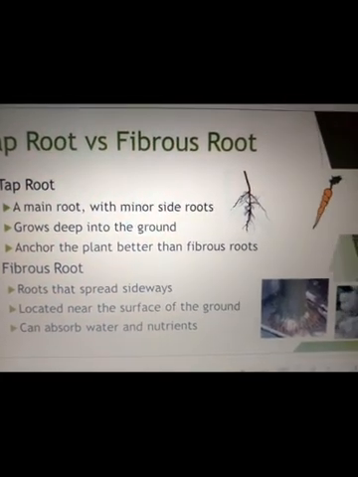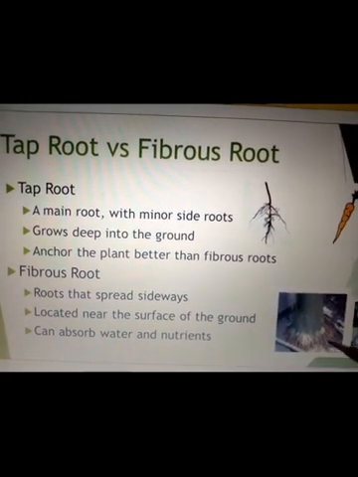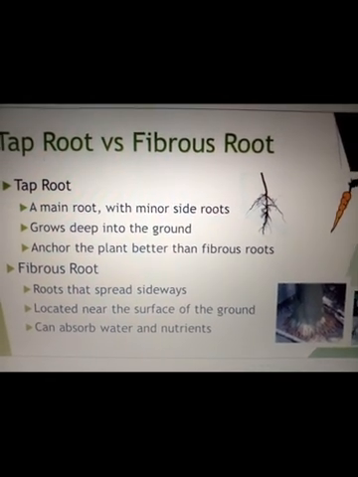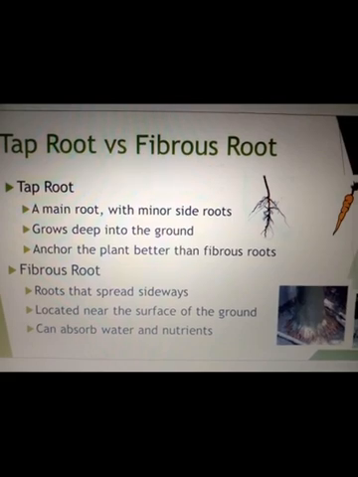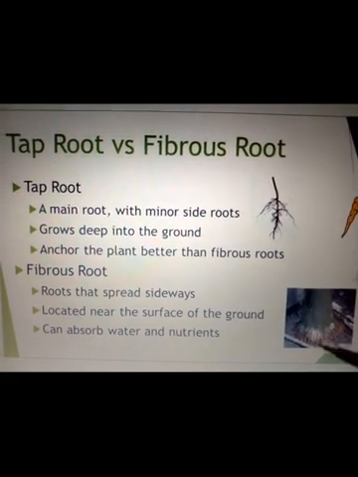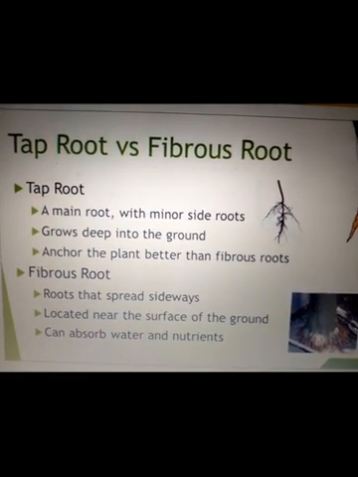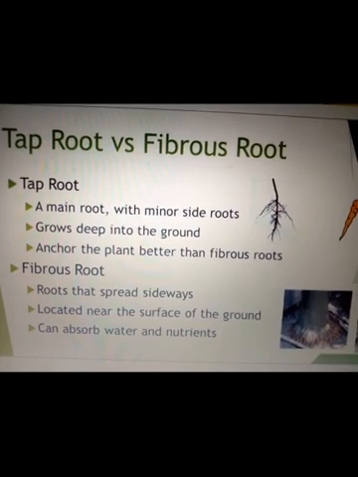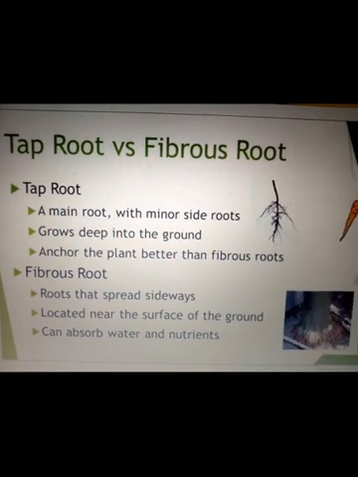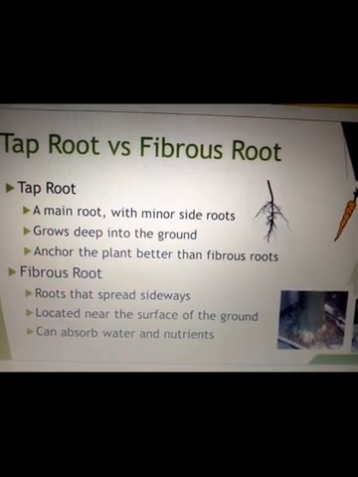Roots that spread sideways. You can see in the figure, roots are spread sideways. That means roots that are bunched together and spread out from the end of the stem. Next, located near the surface of the ground. That means they are not deeply rooted into the ground. They are near the surface of the ground.